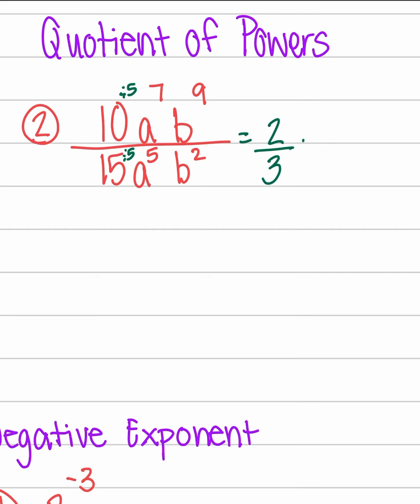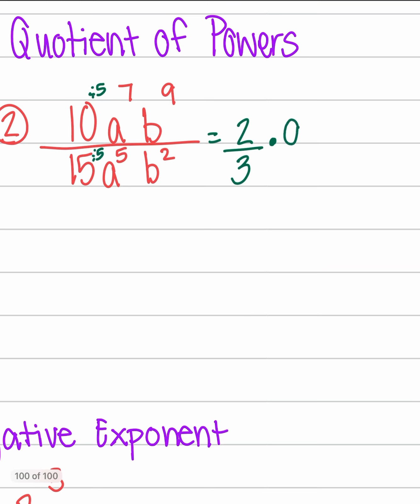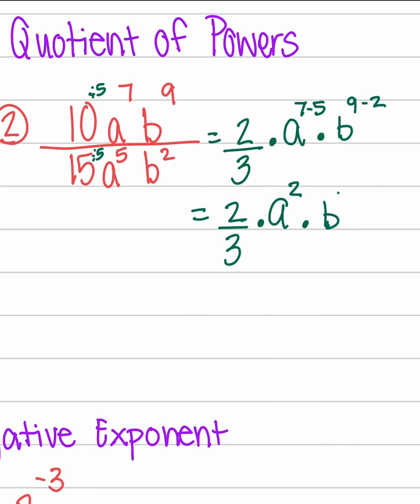And then I'm going to write out my subtractions. I've got a to the 7th minus 5. And then I've also got b to the 9th and then minus 2. So when I simplify those, I have 2/3 times 7 minus 5 is 2. So we have a to the 2nd. And then we have 9 minus 2, which is b to the 7th.